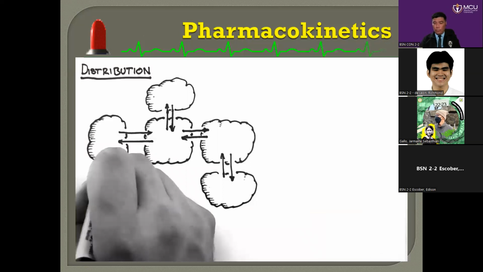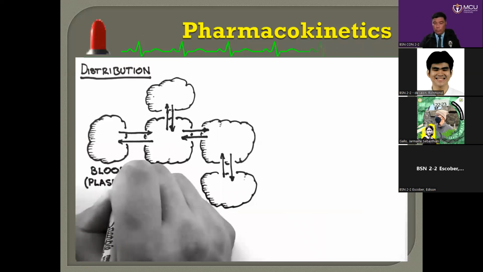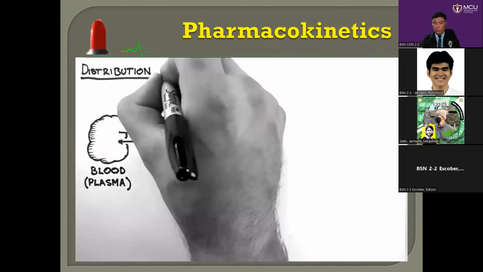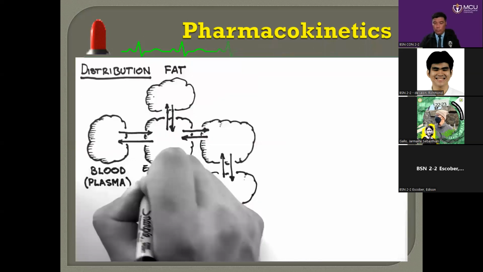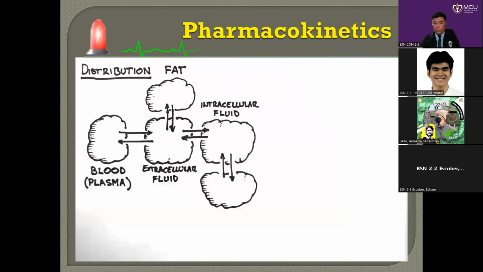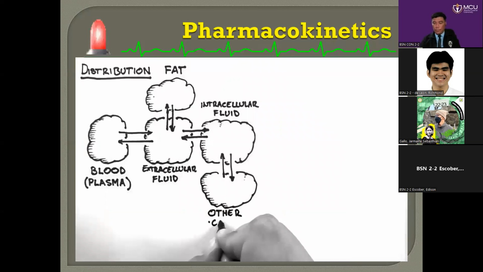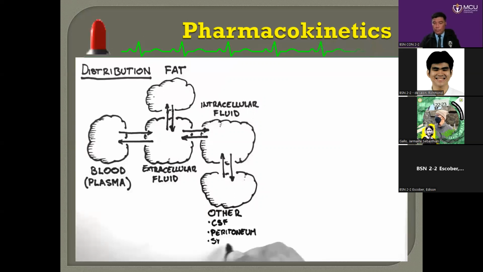These major compartments are the blood, or strictly speaking, the plasma, fat, extracellular fluid, and intracellular fluid. Then there are numerous other minor compartments. These include the cerebrospinal fluid, the peritoneum, synovial fluid in joints, and the fetus in pregnancy. There are numerous others, but for the purposes of this tutorial, we'll consider these as one single compartment.